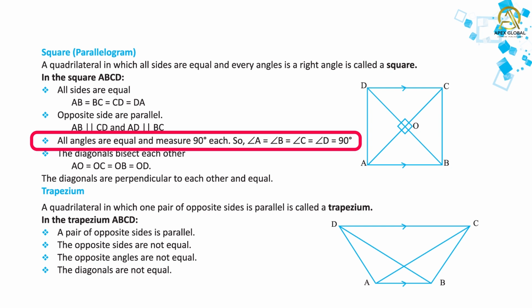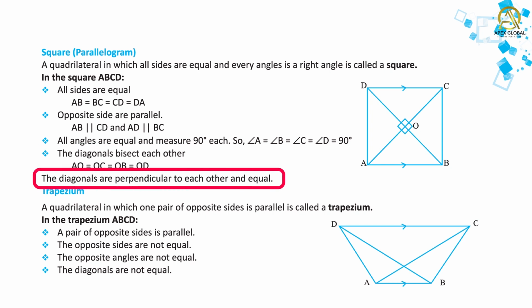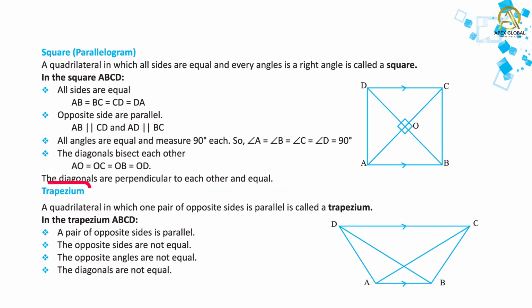So, angle A is equal to angle B is equal to angle C is equal to angle D is equal to 90 degrees. The diagonals bisect each other. AO equals OC equals OB equals OD. The diagonals are perpendicular to each other and equal.